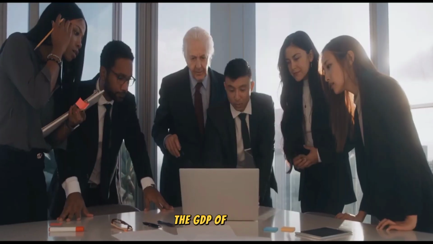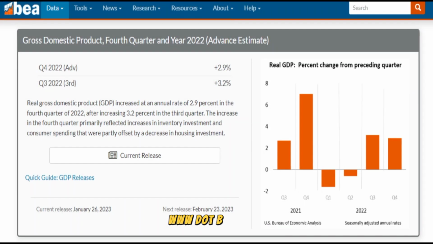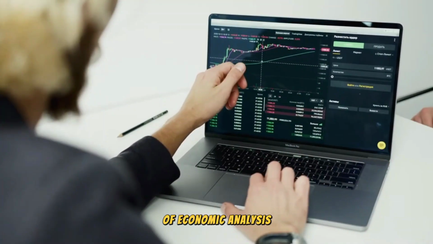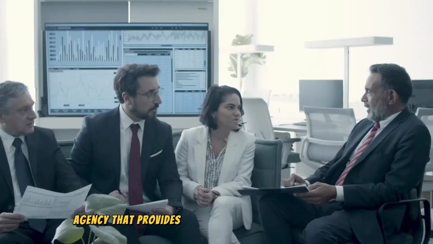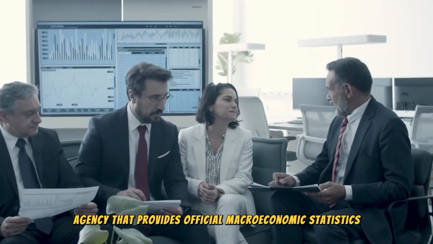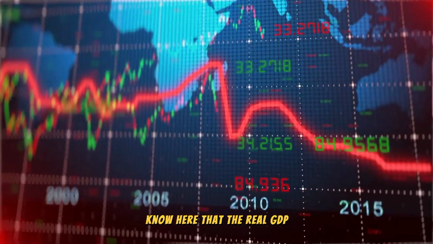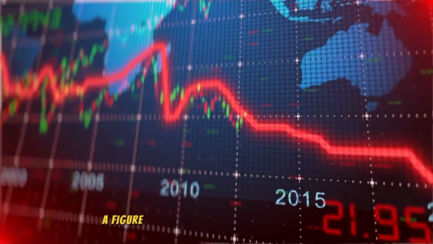The GDP of the U.S. can be obtained from the government's website, www.bea.gov. This website is for the government's Bureau of Economic Analysis, a government agency that provides official macroeconomic statistics, notably the GDP. Note here that the real GDP is what we are interested in, a figure that has been adjusted for inflation.